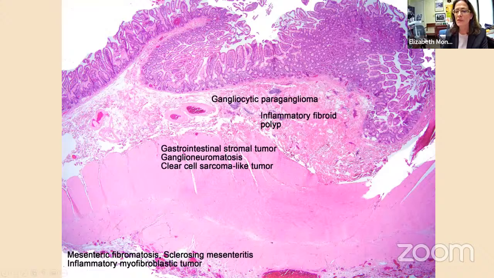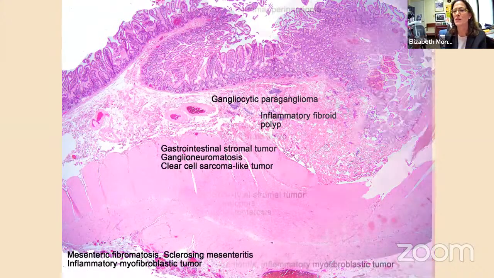We mostly see mesenteric lesions in the small bowel because that has the most mesentery. Remember, if you're taking your exams, gangliocytic paraganglioma can be quite spindly. And of course, we have some special tumors that live in the muscularis propria of the small bowel. This used to be called clear cell sarcoma-like tumor. Now people like to call it gastrointestinal neuroectodermal tumor. But notice that lots of things start to crop up in the mesentery.